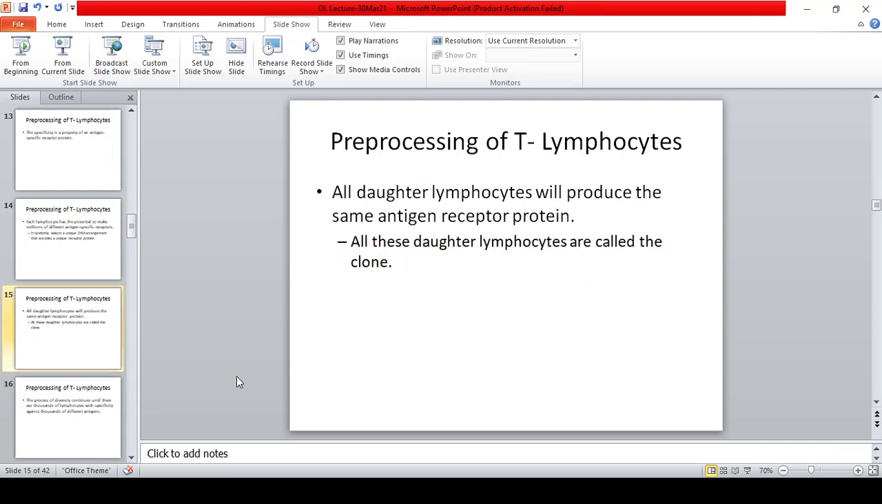Now, all daughter lymphocytes which will arise from that lymphocyte, let's say lymphocyte B, will produce the same antigen receptor protein, and therefore all these daughter lymphocytes which take their origin from a specific lymphocyte, let's say lymphocyte B, are called the clone of that lymphocyte, and I'll come back to this clone formation a little while later.